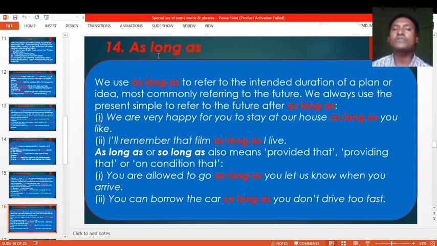As long as or so long as also means provided that, providing that, or on condition that. So this is a conditional use of this phrase as long as or so long as. For example, you are allowed to go as long as you let us know when you arrive. You can borrow the car so long as you don't drive too fast. Hope that these examples will help you understand the phrase as long as.